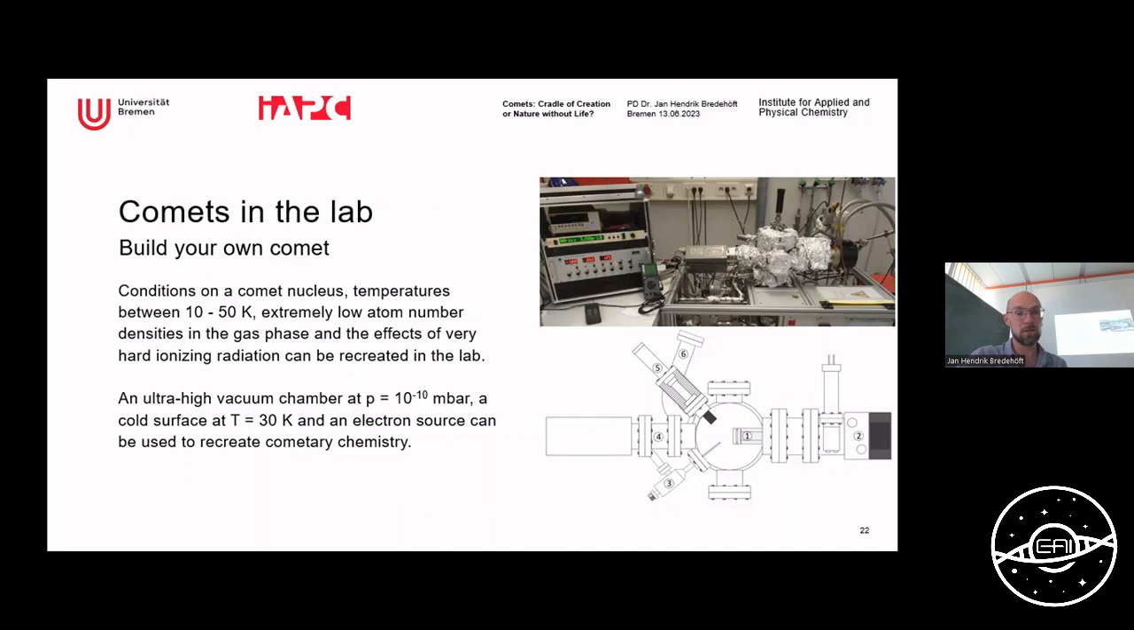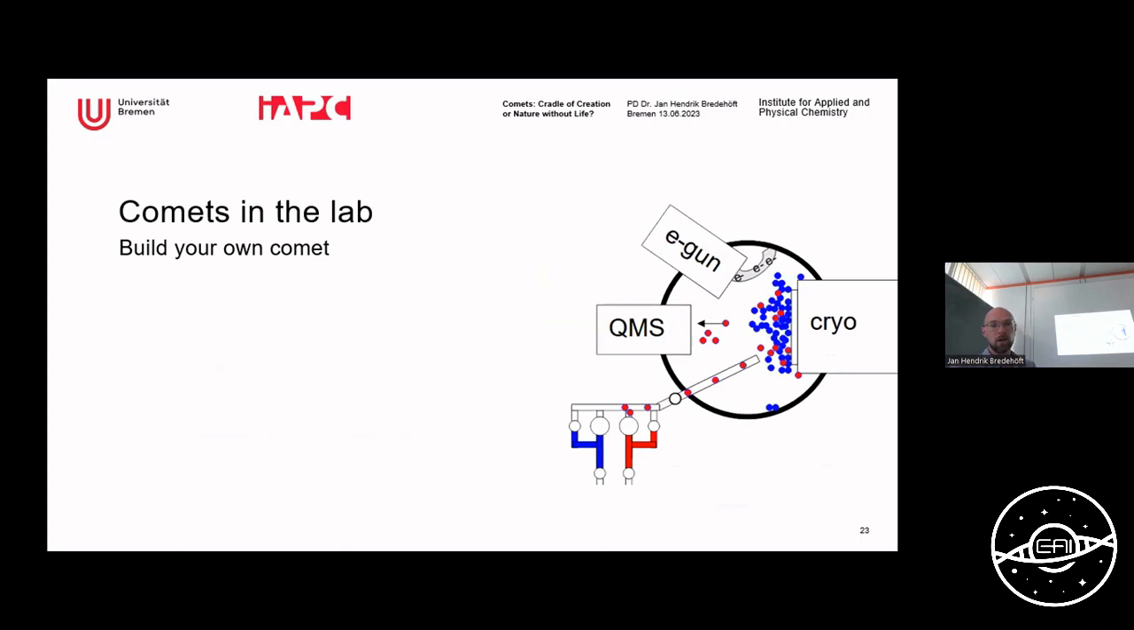A photo up here, behind all the aluminum foil. There's a little chamber. There's a schematic down here. So we have a cold surface here. We have an electron source here. We have a mass spectrometer to look at what's in the gas phase. And then we can do reactions where we admit gases into the chamber.